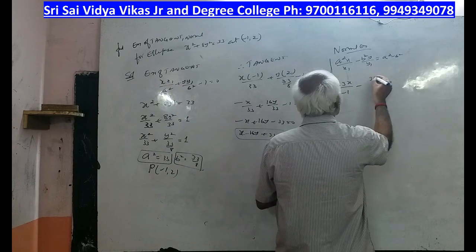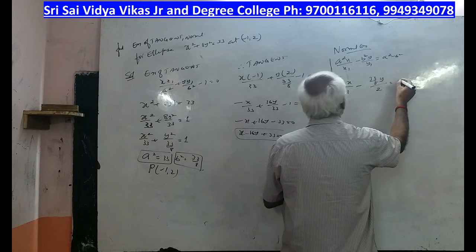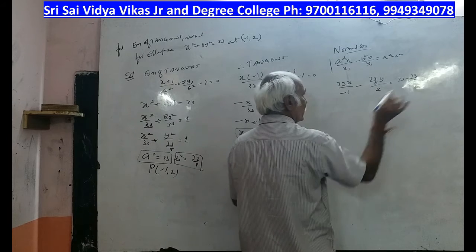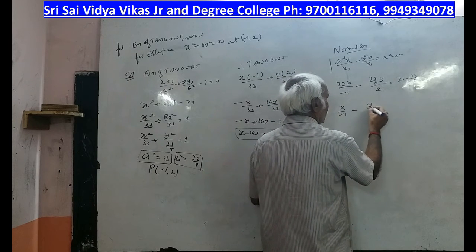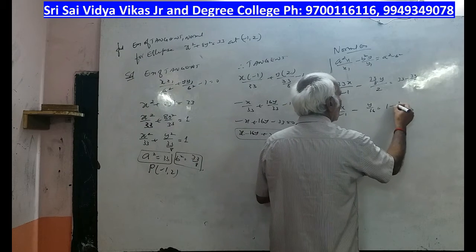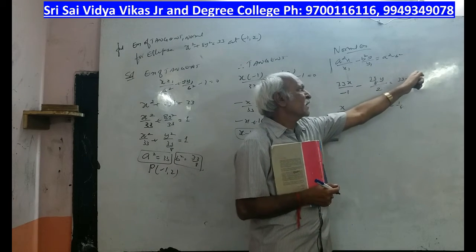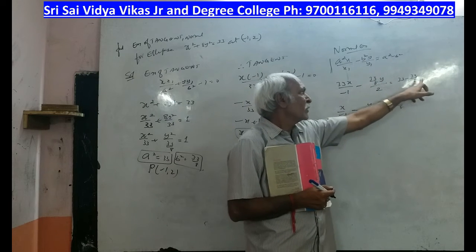b² is what, sir? 33 by 8, y by y1. y1 is 2. Is equal to a² minus b², 33 minus 33 by 8. Now I cancel 33 everywhere, sir. What I have done: 33 cancel, 33 cancel, 33 cancel, 33 cancel. That's why x by minus 1, y by 16, 1 minus 1 by 8.